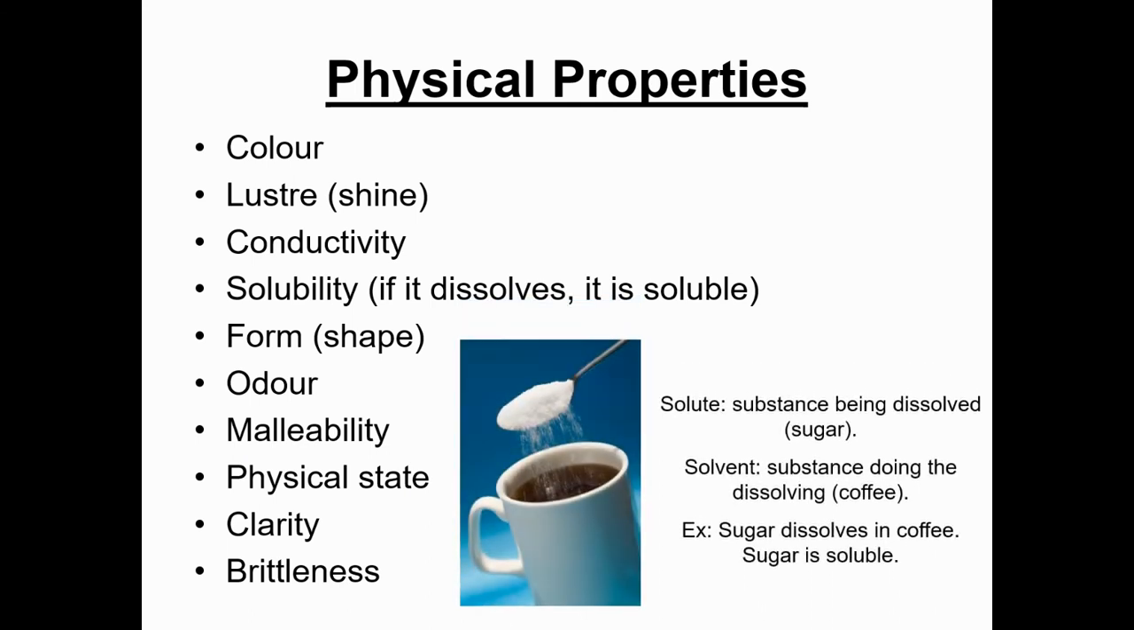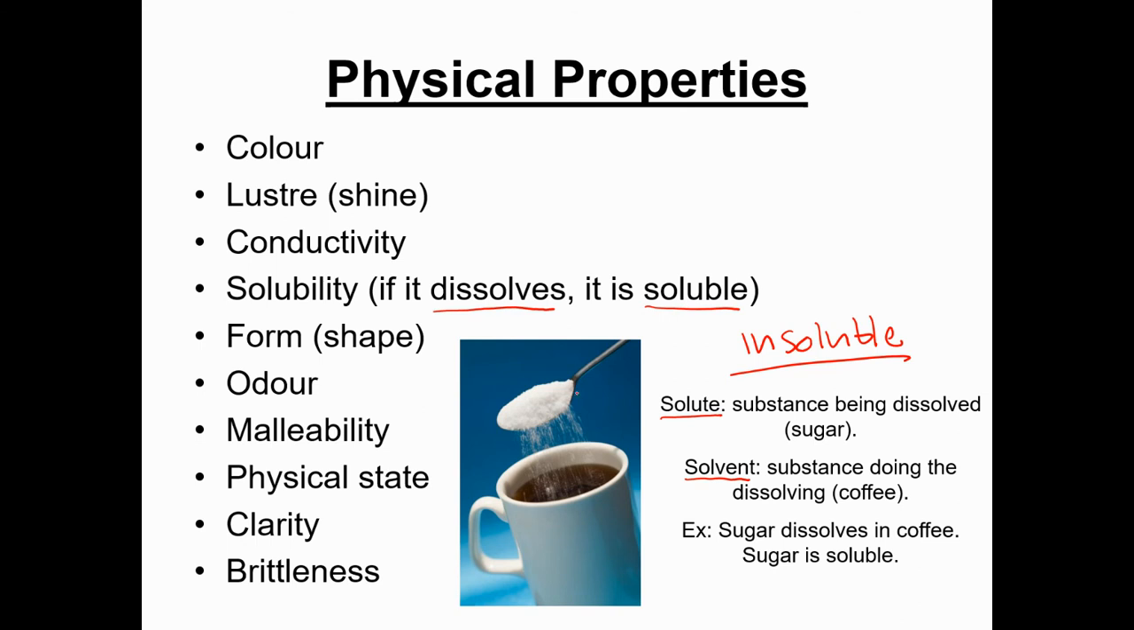Solubility. If something dissolves, so if I put salt in water and I stir and it looks like it disappeared, it didn't really disappear, it just hid within the water molecules. If something dissolves, we say it's soluble. If something does not dissolve, we say it's insoluble. Insoluble means it did not dissolve in the water, for example. And just a couple terms of review. Remember, the thing that you are dissolving would be the solute, and the substance that's doing the dissolving would be called the solvent.